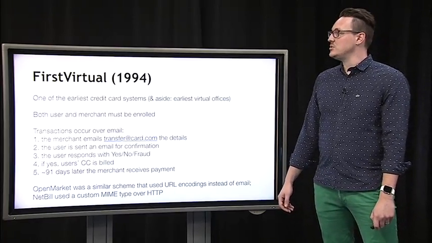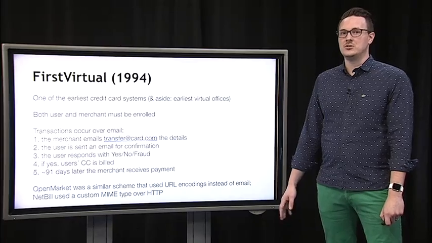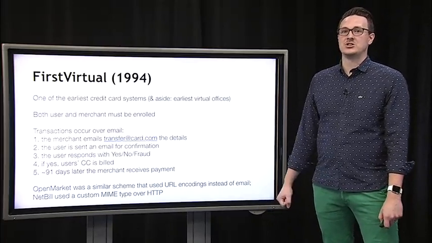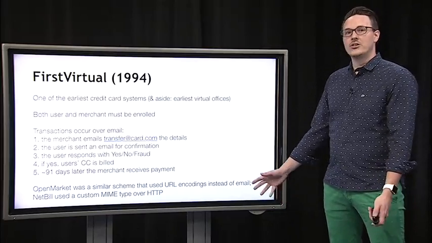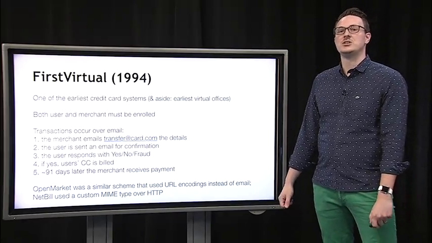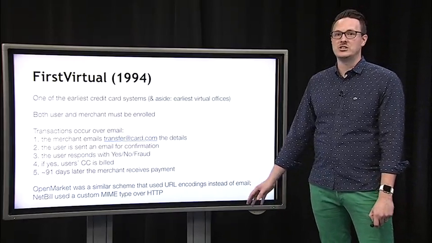Two other systems to use this architecture are OpenMarket and NetBill. And when you look at these early protocols, what's interesting is to drill down and see at a protocol level what protocols they're using to send transactions back and forth. First Virtual, as mentioned, was based on email. There were other competing approaches. OpenMarket was based on encoding information into the URL. For NetBill, they used a custom MIME type over HTTP.